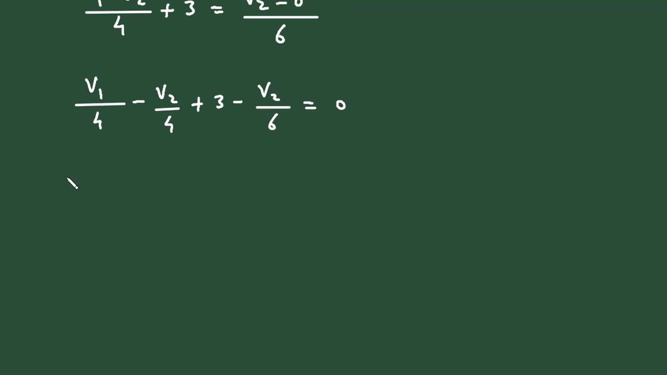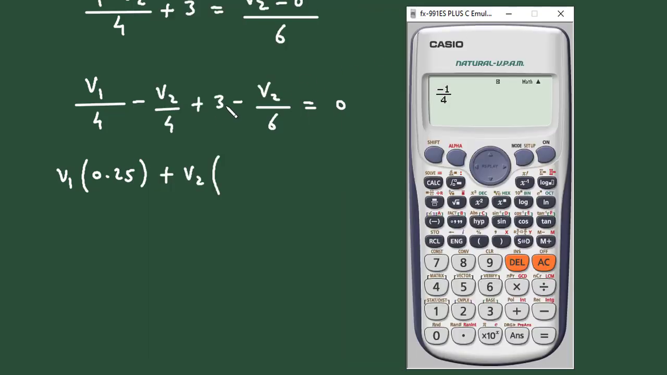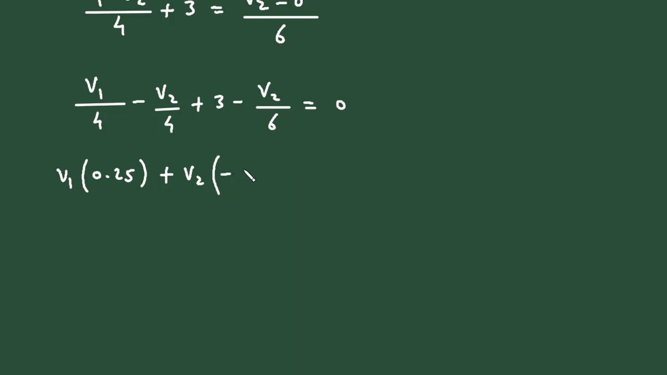Now here we can take this V1 common, so V1 in bracket, this will be 0.25. Then if we take V2 common, it will be minus 1 by 4 minus 1 by 6. So it is minus 5 by 12. And if we take this 3 on the right side, it will be minus 3. Let's say this is equation number 2.